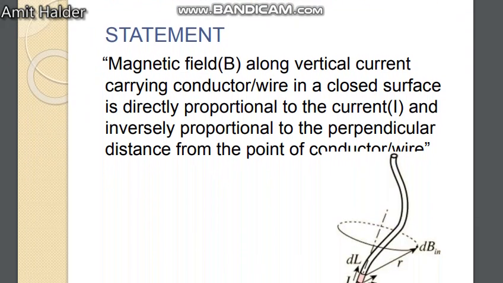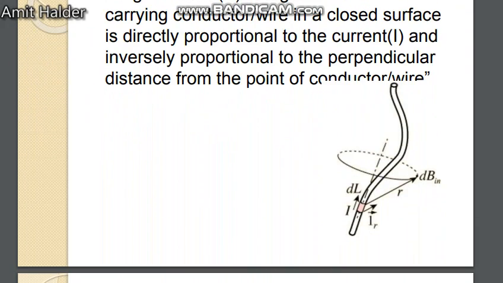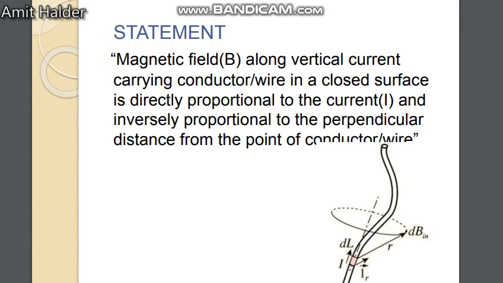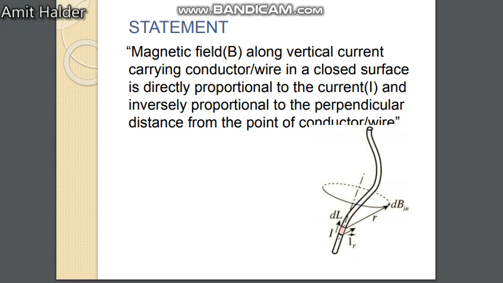Statement. The magnetic field B along a vertical current carrying conductor or wire in a closed surface is directly proportional to the current I and inversely proportional to the perpendicular distance from the point of the conductor or wire.